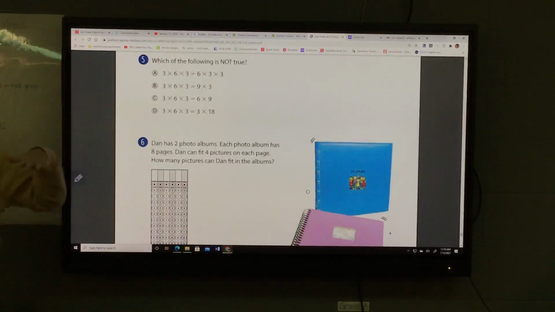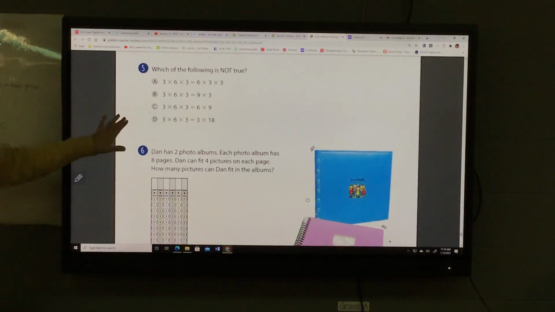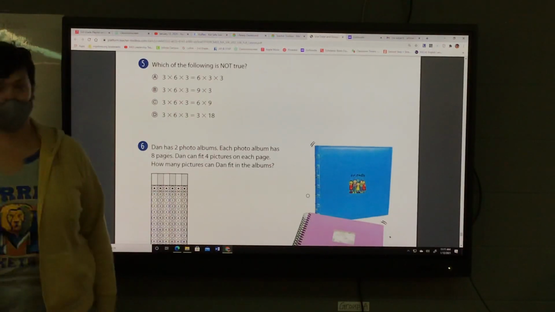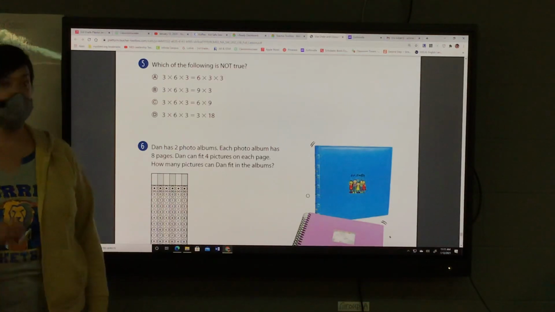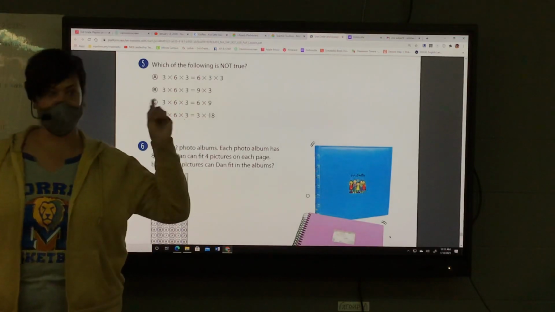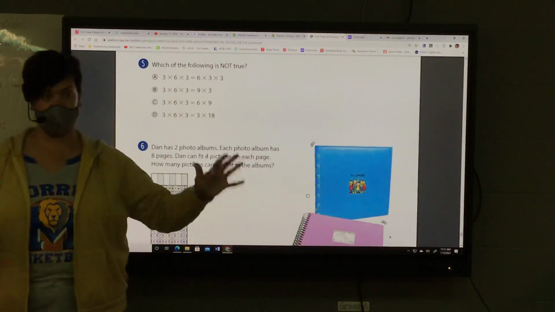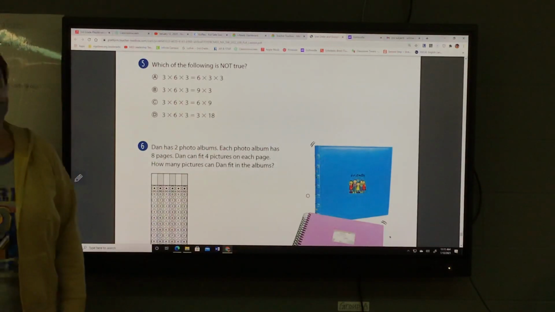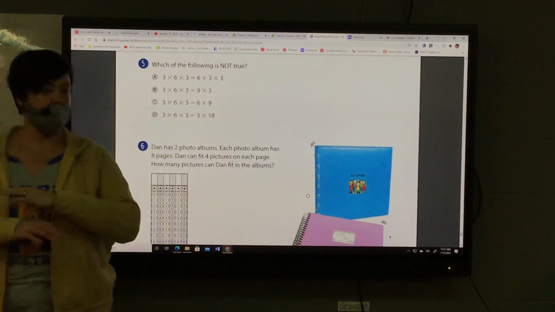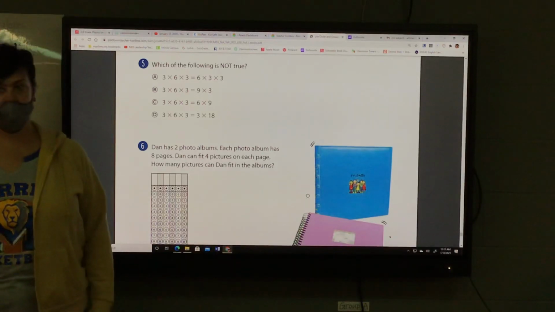Okay, everybody have that one completed? Now, we have to look carefully at 5. One of these is not true. So that means 3 of them have the right answer. One of them has the wrong work to it. That's the one we have to find, because it says, which of the following is not true?